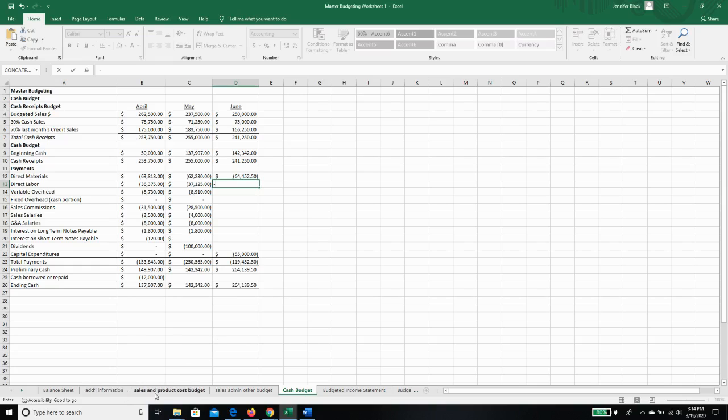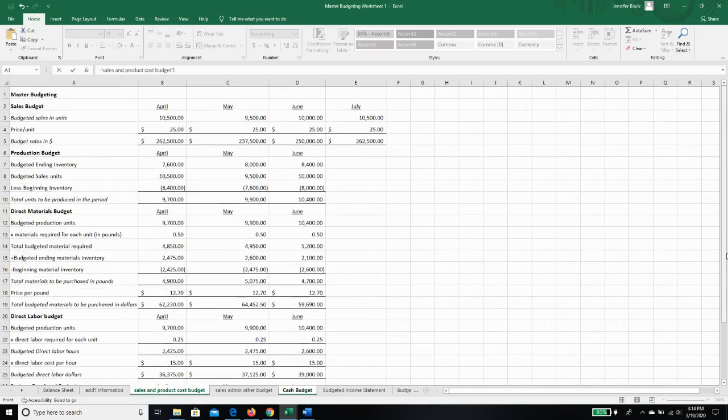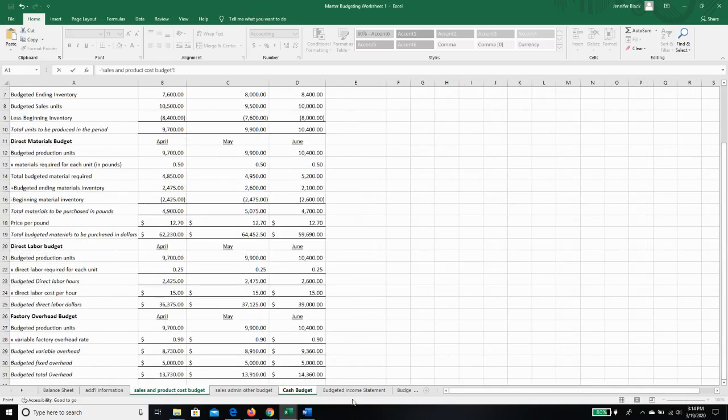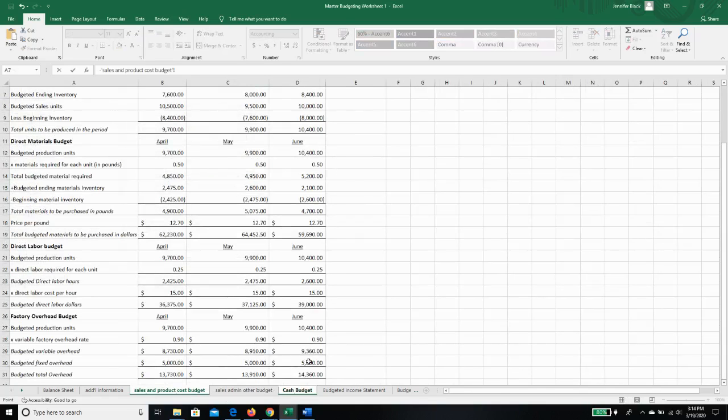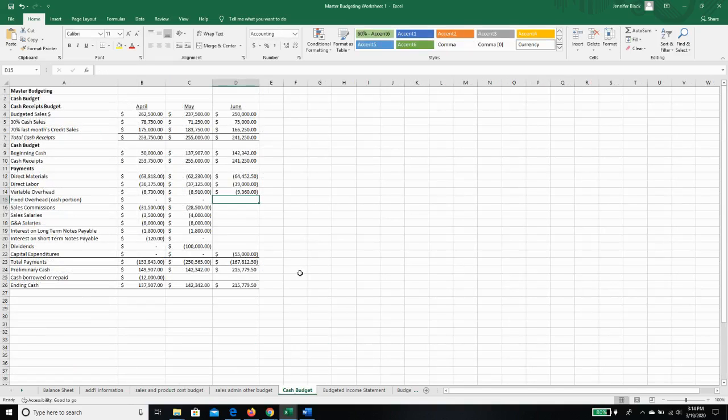Direct labor, on the other hand, we're going to pay real time. So my direct labor is 39,000. My variable overhead, we're paying real time. So my June balance is 93.60. Fixed overhead is still just depreciation, which is a non-cash expense. So that'll be zero. We're talking about cash here.